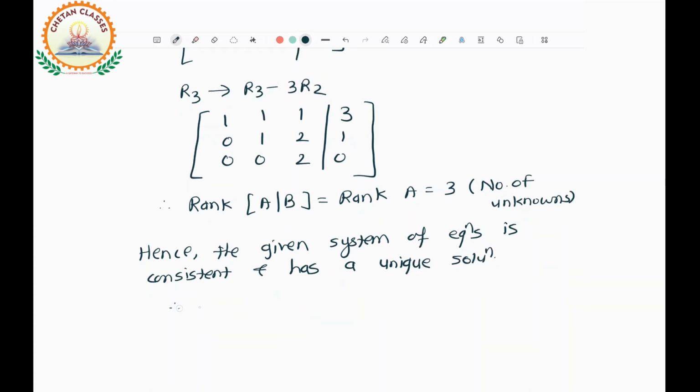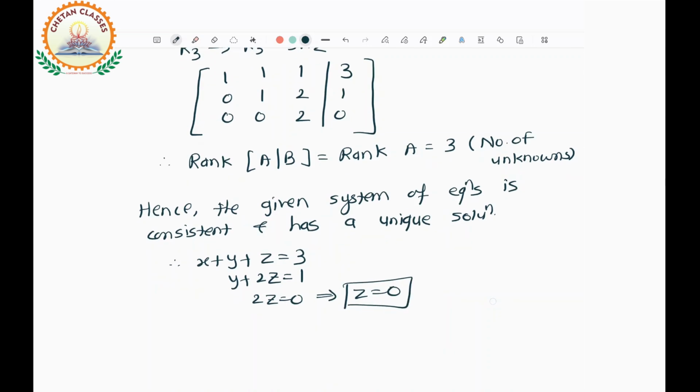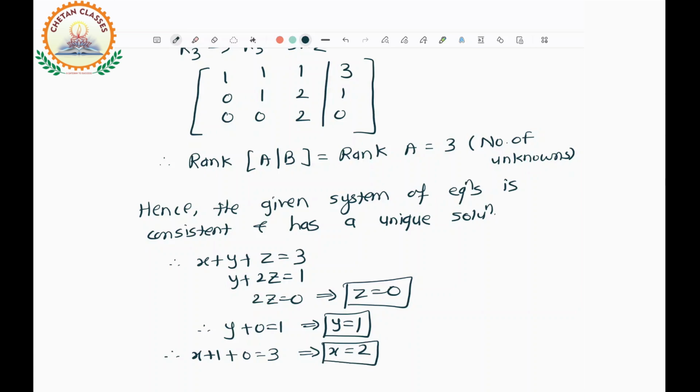So write the equations. x + y + z = 3, y + 2z = 1 and 2z = 0. It means z = 0. Substitute in the second equation, so we get y + 0 = 1. It means y = 1. So x + 1 + 0 = 3, so x = 2. So the solutions are 2, 1 and 0.